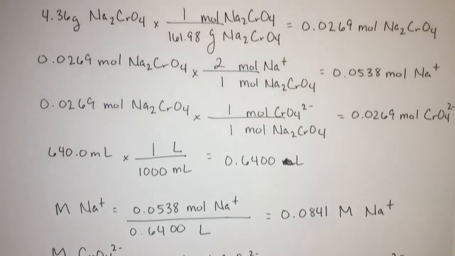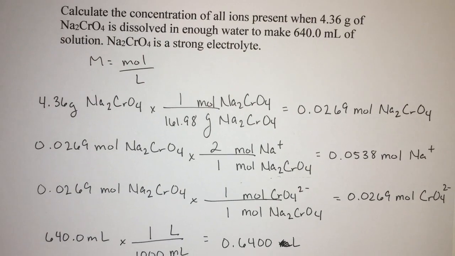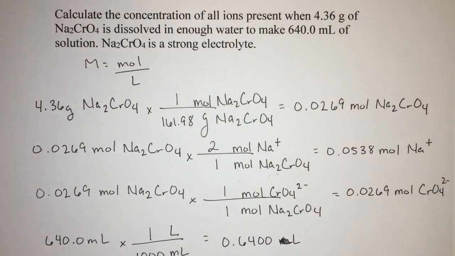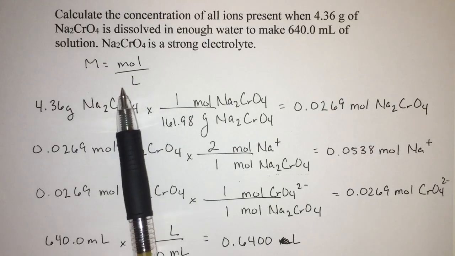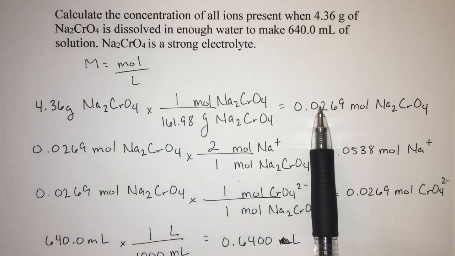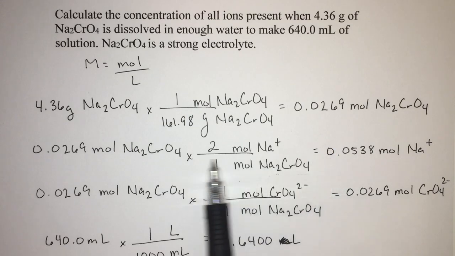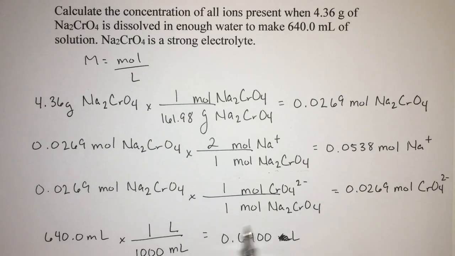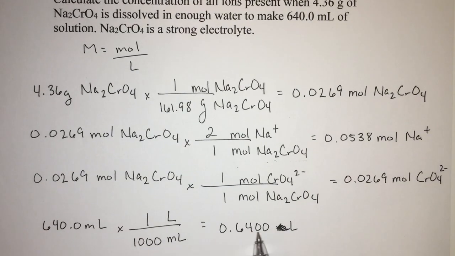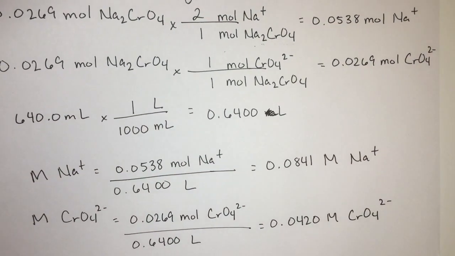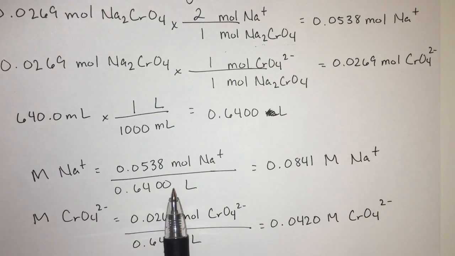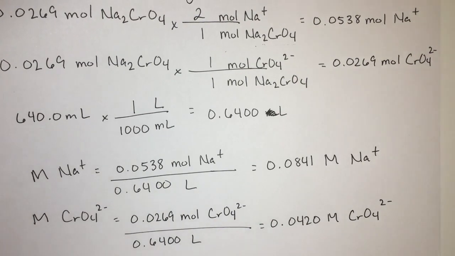So there we go. Let's do a quick recap. We're looking for the concentration of all the ions in solution. That means we're looking for the molarity of those ions. Molarity is defined as the moles per liter. So we needed to find the moles of the ions first. That's what we do right here, by finding the moles of the compound first, and then finding the moles of the ions. We converted our volume to liters, and then we found the molarity of each ion by taking the moles of ion and dividing by the volume of the solution.